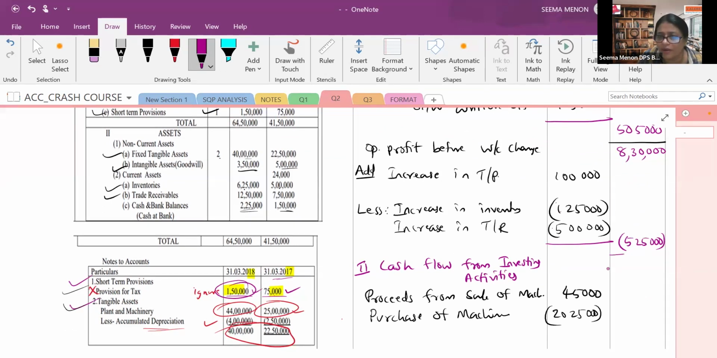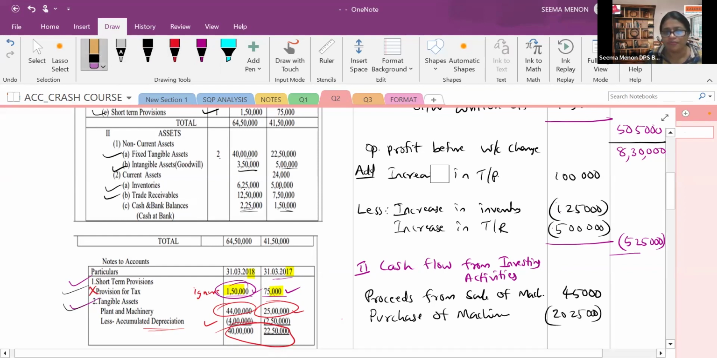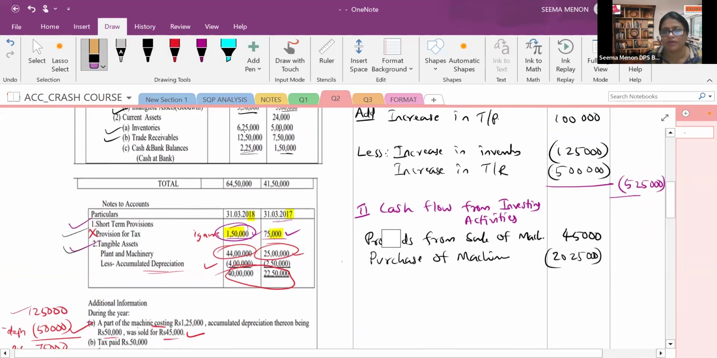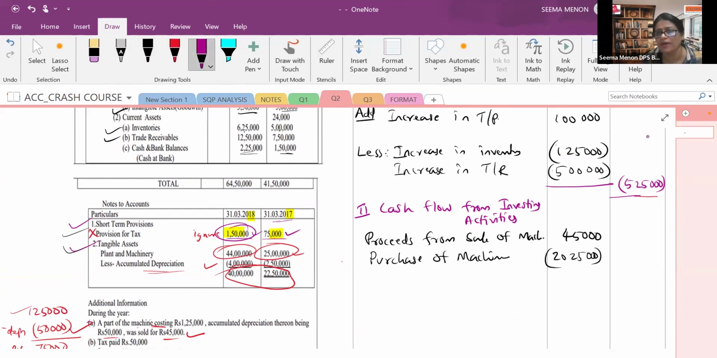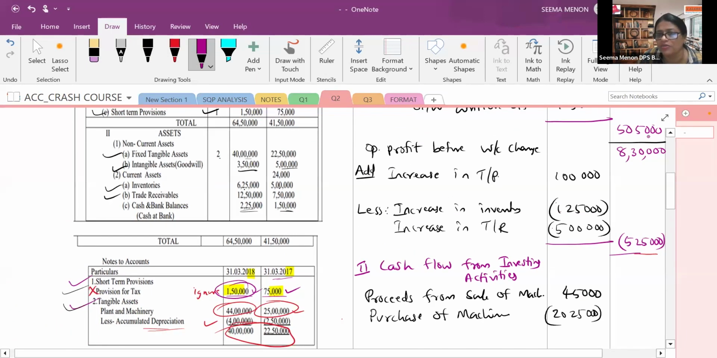So you will add this here. I need a little bit of space, so I will rearrange this a little bit down. Anyway, I'm not going to erase all this. Now I'm going to continue this. Okay. So 5 lakh 5,000 and subtract. So what is that? 8 lakh 30 minus 5 lakh 25. So you will be getting 3 lakh 5,000, right? 3 lakh 5,000 is the cash generated from operating activity.